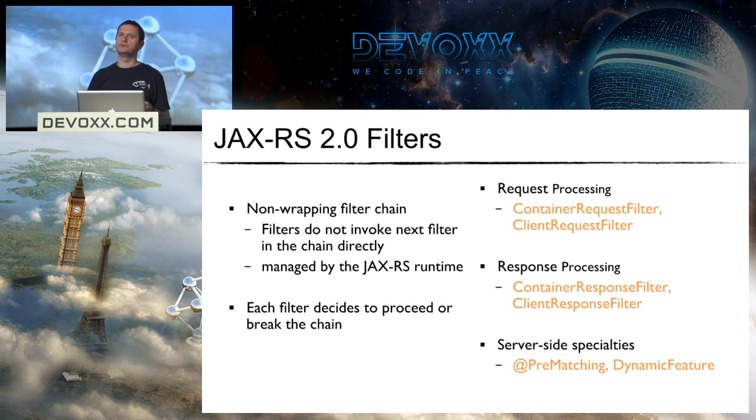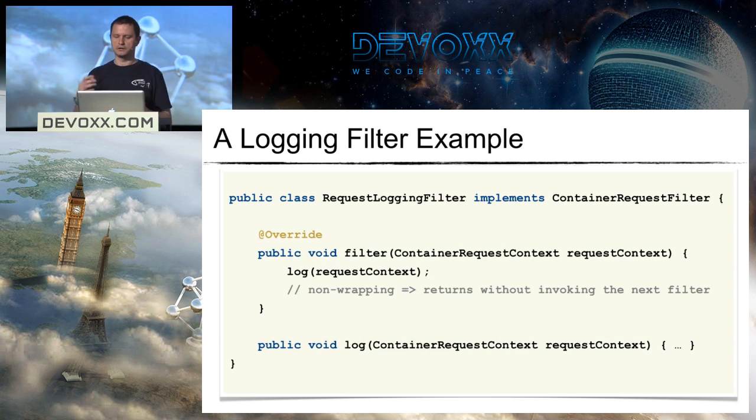These filters are invoked by the runtime in a way that one filter is invoked, it does its job, then it returns, the next filter is invoked, does its job, it returns, and so on, until the last filter in the chain is invoked. This approach is what we call non-wrapping. It means that the filter itself is not trying to invoke the rest of the filter chain. And that's also one of the main differences to the interceptors, and I'll get to it later.